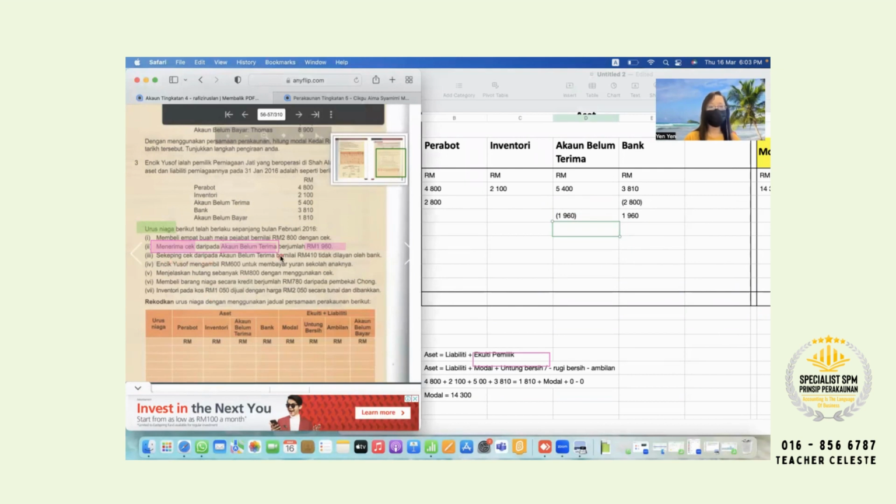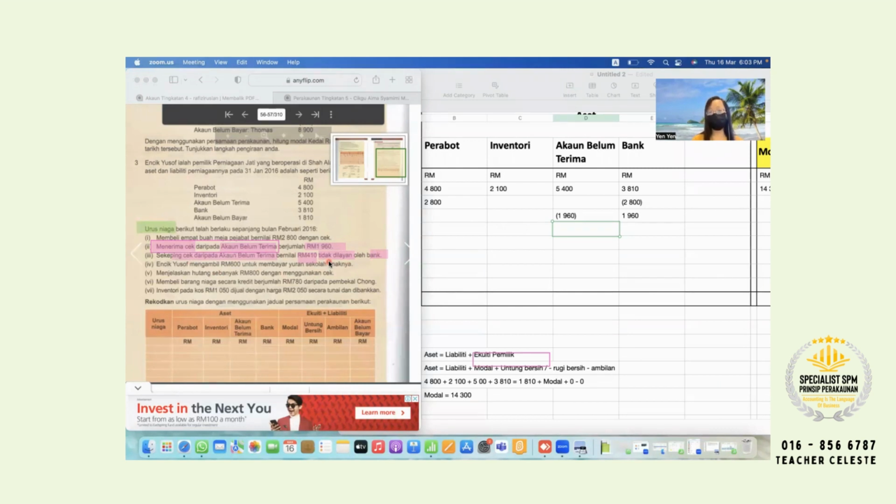Sekeping cek daripada akaun belum terima bernilai 450 tidak dilayan oleh bank. So what is the meaning of tidak dilayan? Tidak dilayan meaning that check rejected from the bank. Okay, rejected check. So maybe your check date wrong already. Now it's 2023, but your customer write down 2022. And then maybe the signature wrong already. Supposedly it needs 2 signatures, but just got 1 signature like that.